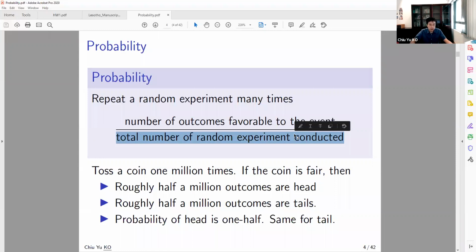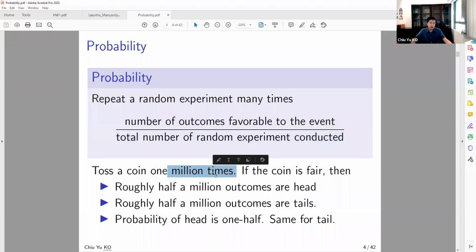You toss a coin a million times, for example. If the coin is fair, not biased against head or tail, you expect roughly 500,000 heads and roughly 500,000 tails. Then you take the ratio. Half of them are head, half are tail, so we say the probability is 1/2 for head, and the same for tail. And why this is worth studying is, if you repeat this 10 million times, then you expect half of them also head, around half of them also tail.